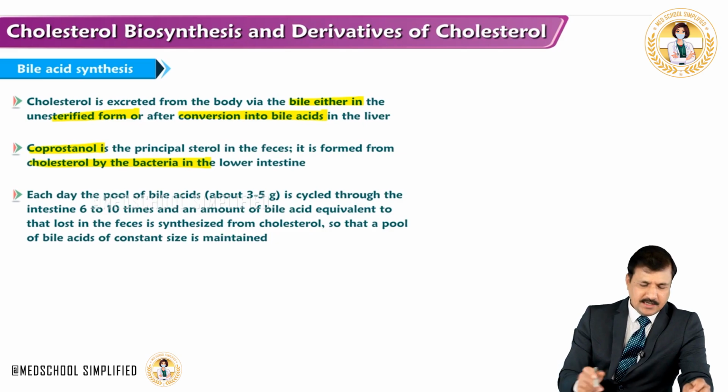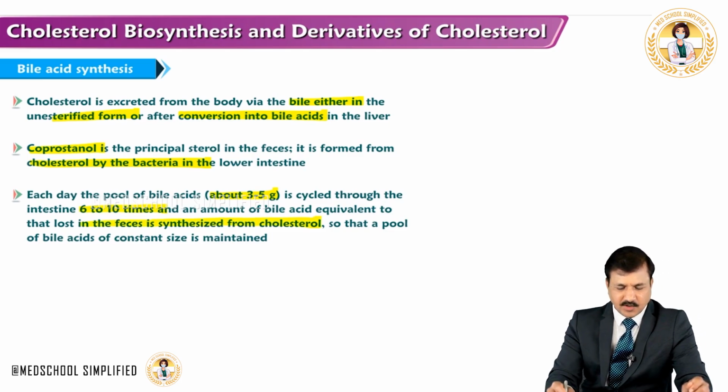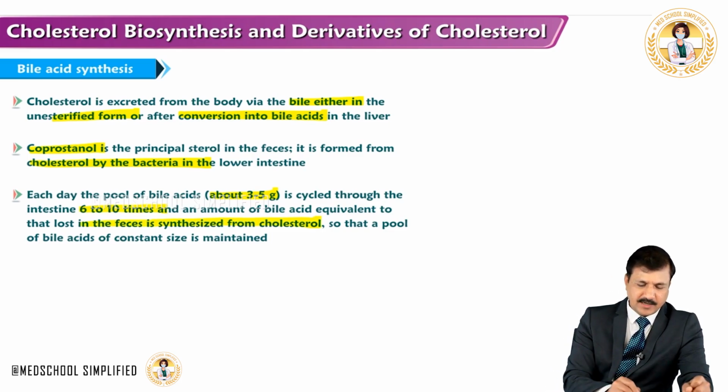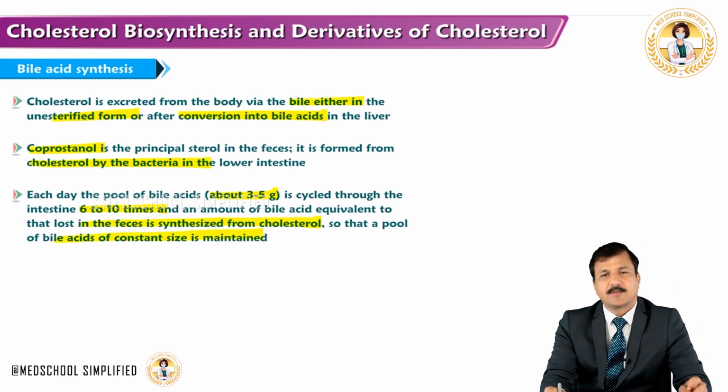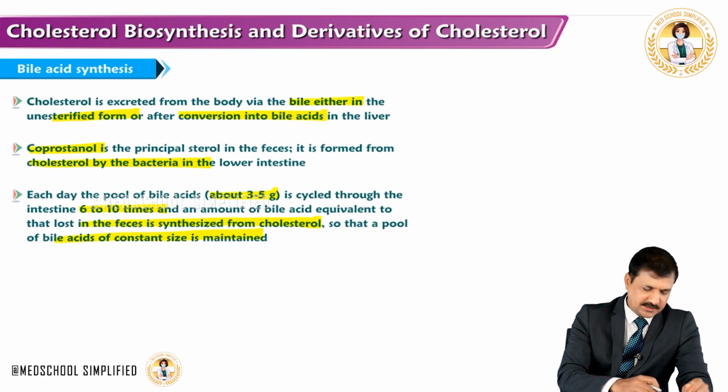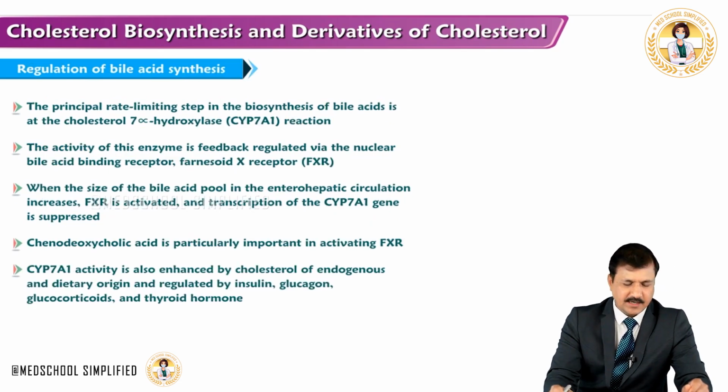Remember that. Each day, the pool of bile acids, which is around 3 to 5 grams, is cycled through the intestine 6 to 10 times, and the amount of bile acid equivalent to the loss in the feces is synthesized from cholesterol, so that the pool of bile acid is constantly maintained. So this is how bile acids are synthesized in the liver, and that's how bile acid levels are maintained.